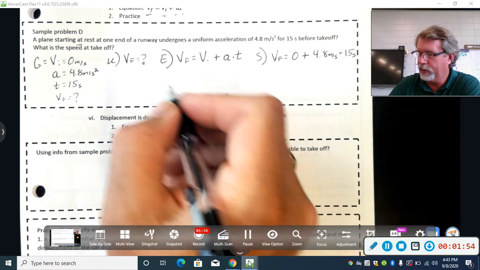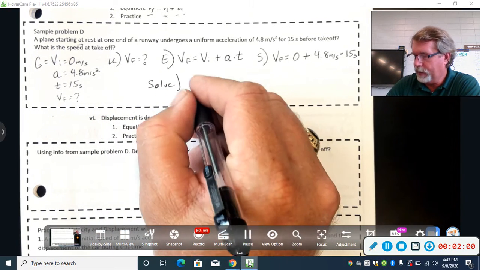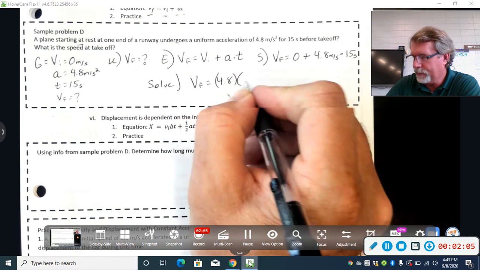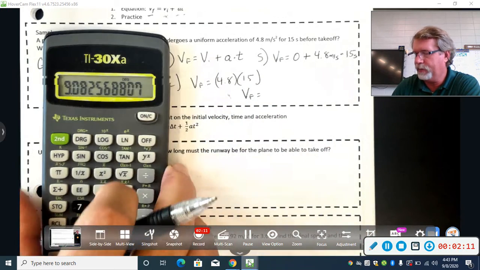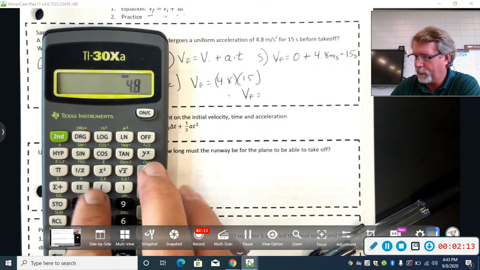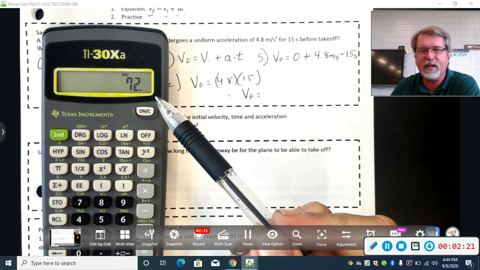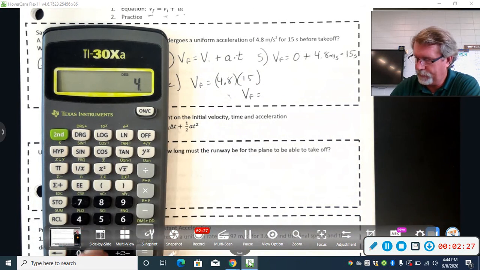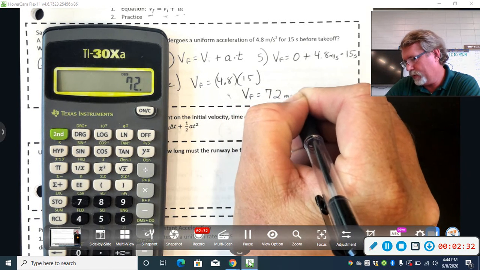And so we're now going to solve that expression, and that would be VF equals 4.8 times 15. And for the final velocity of this object, we just simply multiply that out. And we get 72. All right, let me check that. Something seems funny. We get 72 meters per second.